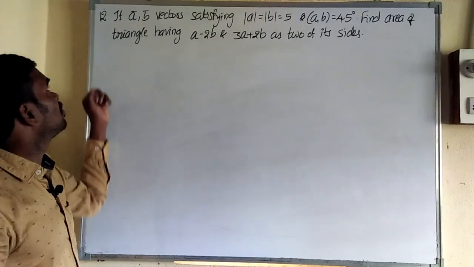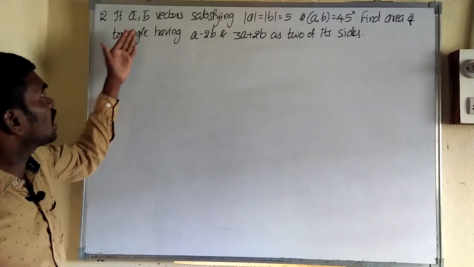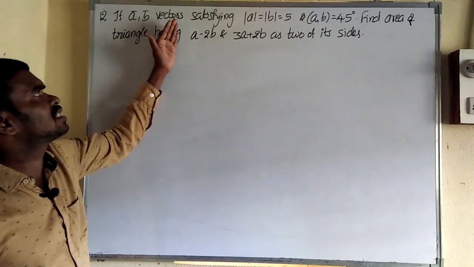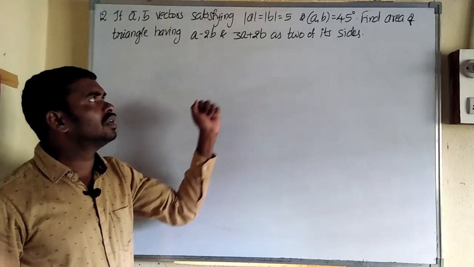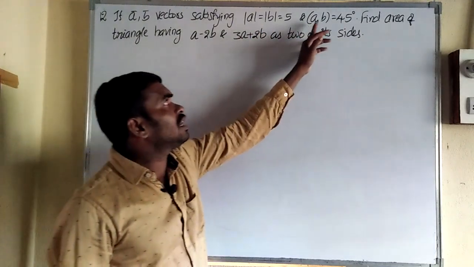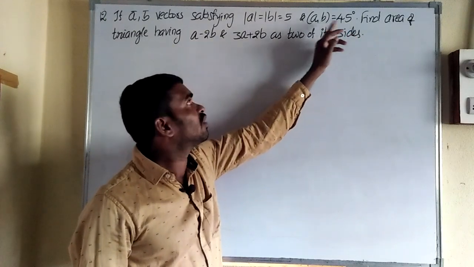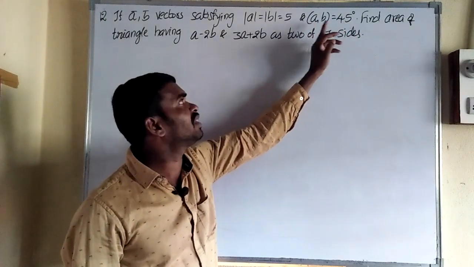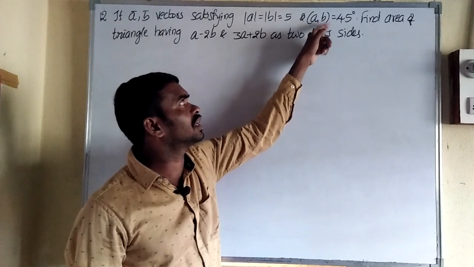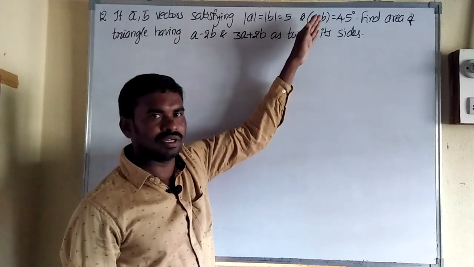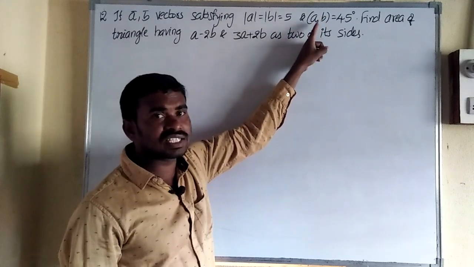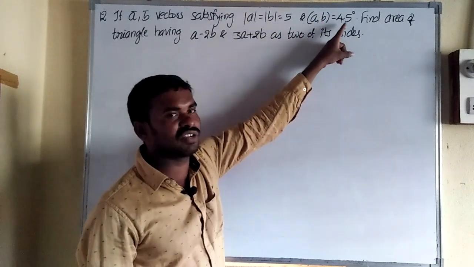Let's go to the next problem, the 12th problem. If A, B are vectors satisfying mod A equal to mod B equal to 5 and the angle between A and B is 45 degrees. Now we should read it as the angle between A and B. This is not an ordered pair AB or an open interval AB. In vectors we should read it as the angle between A and B is 45 degrees.